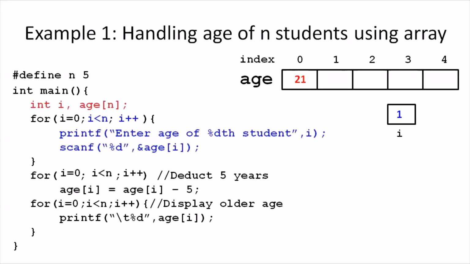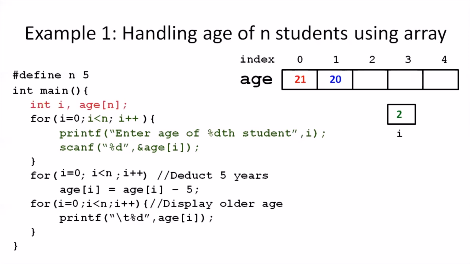This time it asks for the age of the 1th student, and on entering 20 from the console, it gets stored in the 1th cell of the array age. Next, again, I is incremented to 2. And since 2 is less than 5, the control enters the loop once again.